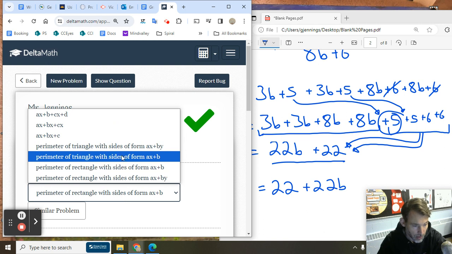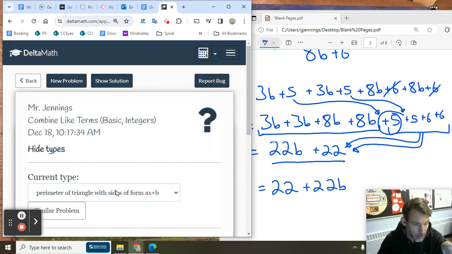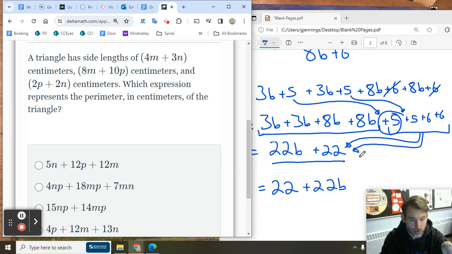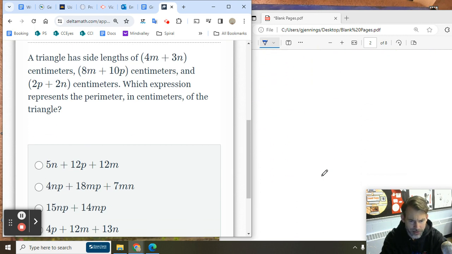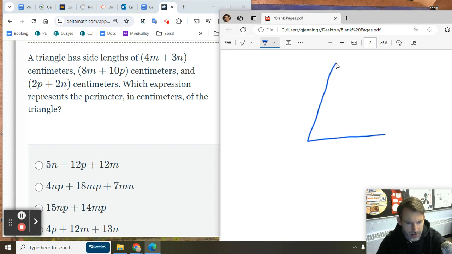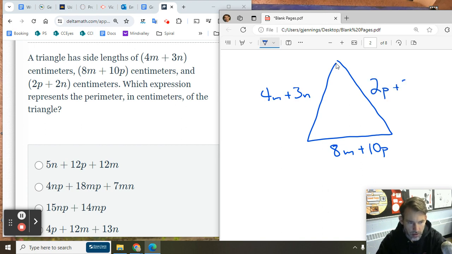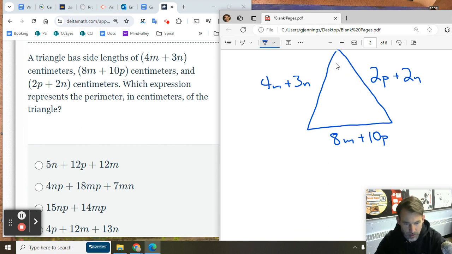Okay, let's do another one. Let's try a triangle. Okay, let's try this one. All right, so draw it. I wish they had some negatives in there. Whatever. Okay, a triangle has side lengths of 4m plus 3n, 8m plus 10p, and 2p plus 2n. Cool. Which expression represents the perimeter in centimeters of the triangle?